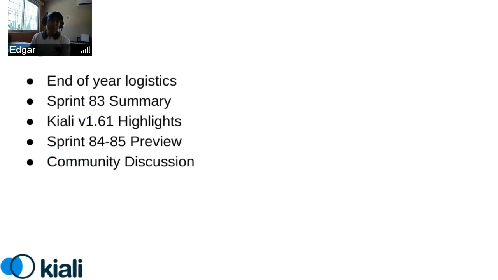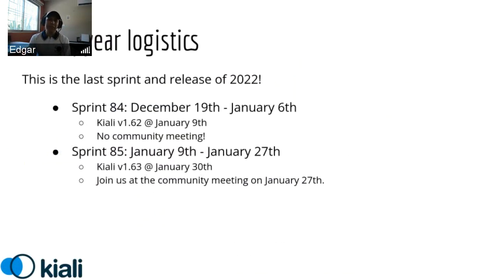About the end of year logistics, it's mainly dates that I'm going to show. The next sprint, Sprint 84, is going to run from December 19, starting this Monday, and will end on January 6th. In that sprint, we expect to have a release, Kiali 1.62, and we expect to generate it on January 9th. There will be no community meeting. That community meeting is cancelled.